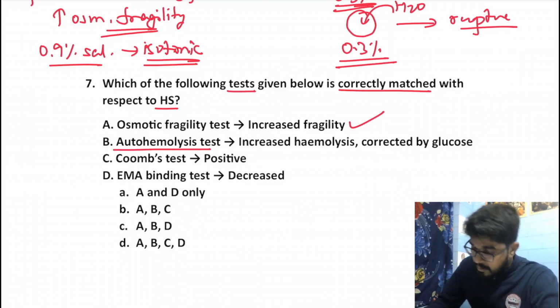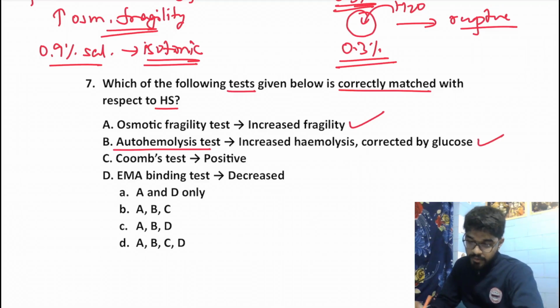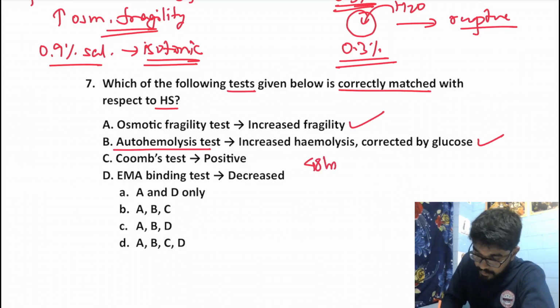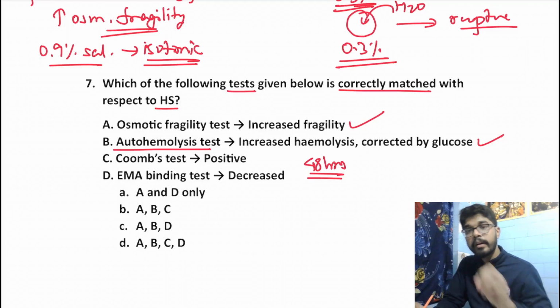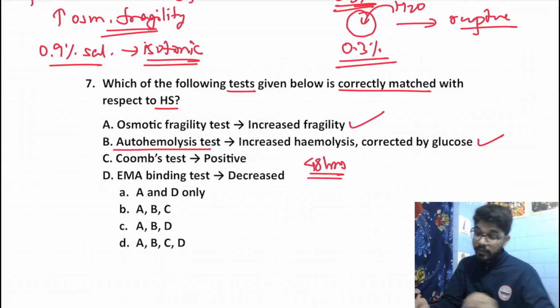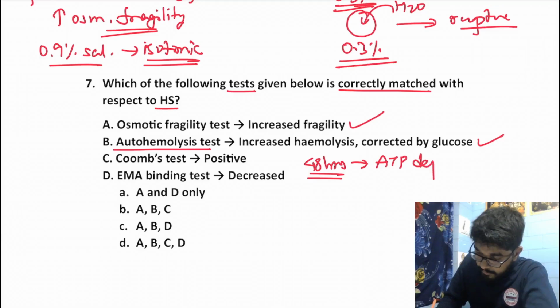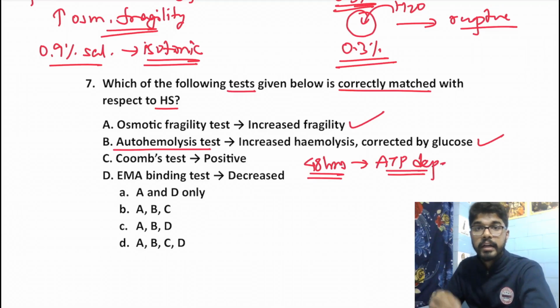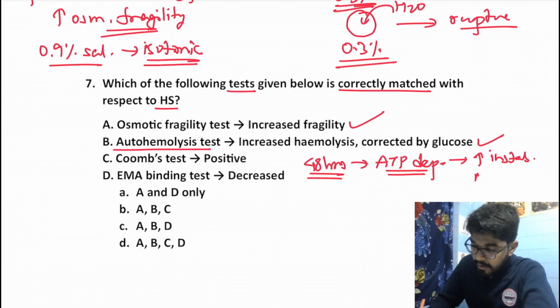Autohemolysis test, increased hemolysis corrected by glucose. That's also a true statement. What happens in the autohemolysis test? The RBCs are kept for 48 hours. There is already a baseline defect in the RBC membrane. The RBC membrane is already unstable. Now we have kept it for 48 hours, so there would be ATP depletion. This ATP depletion adds to the instability. It increases instability of the membrane and there would be rupture.